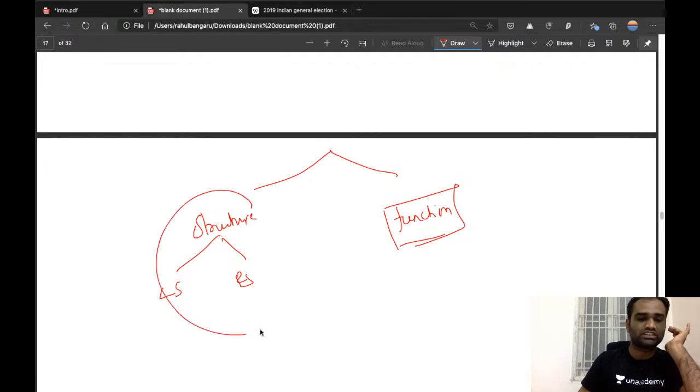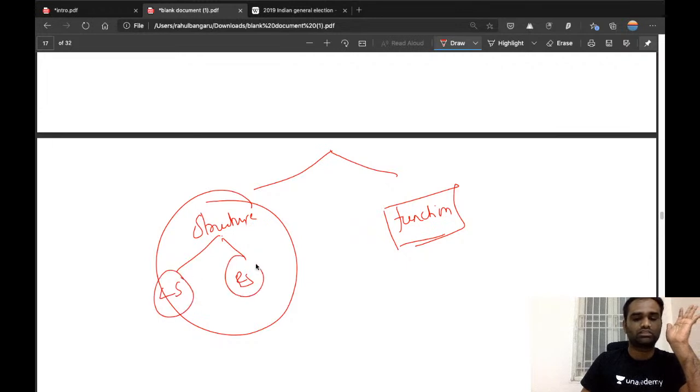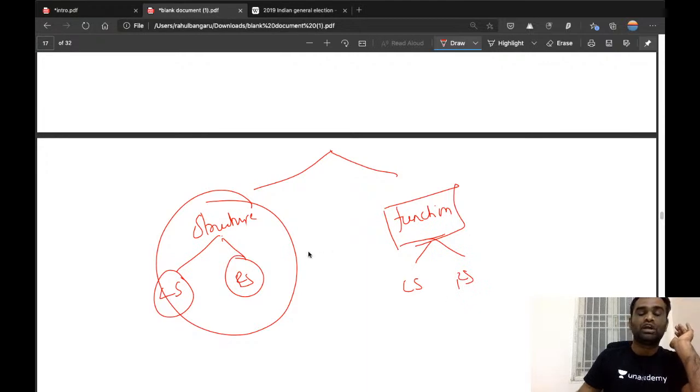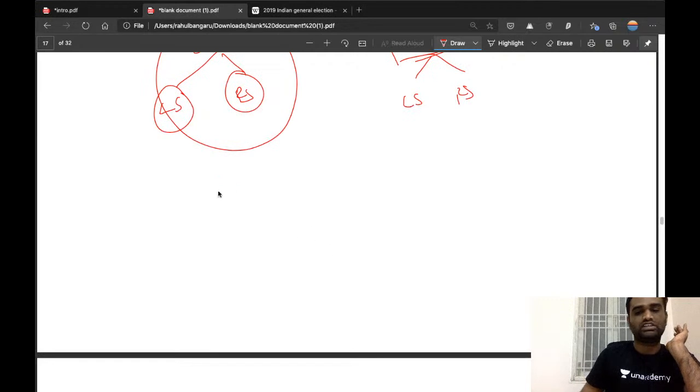So far we have discussed the structure part. In these 3 classes we have discussed the structure of both Lok Sabha as well as Rajya Sabha successfully. Next we have to discuss the functions of both Lok Sabha as well as Rajya Sabha. But before discussing functions, we have to discuss yet another matter.